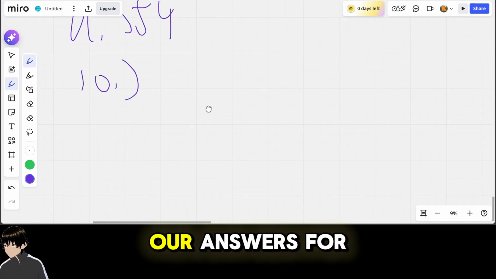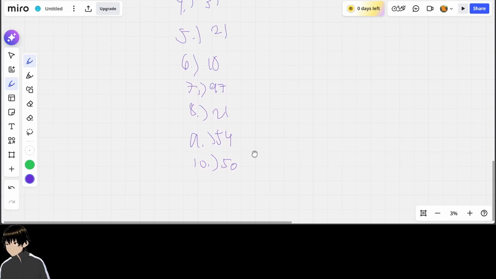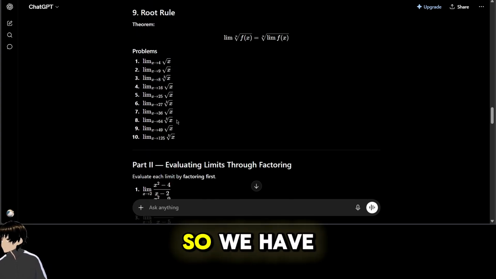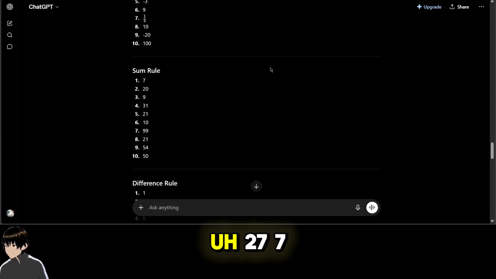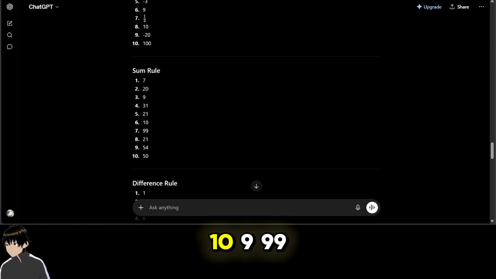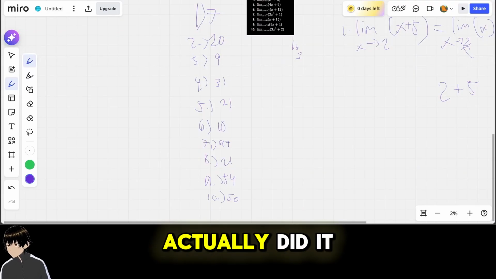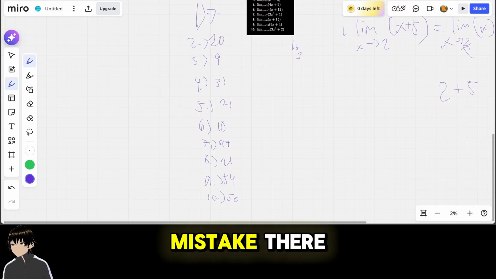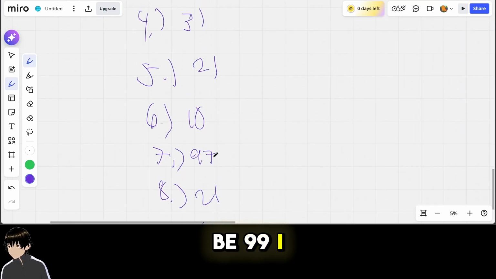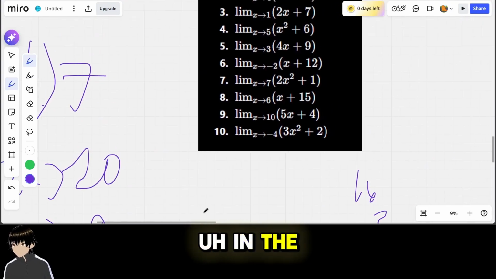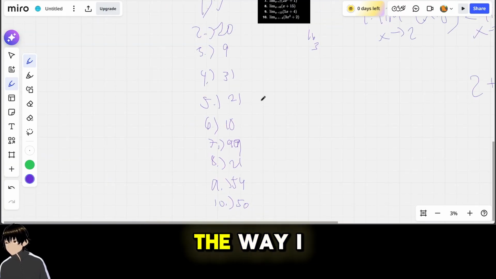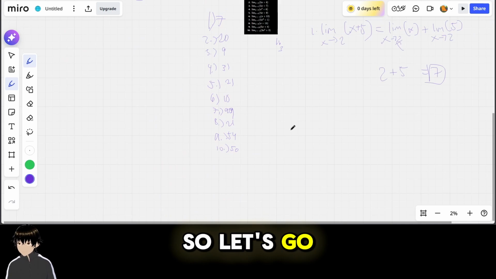So let's check our answers for the sum rule. We have 27, 7, 29, 31, 21, 10, 99. Oh god, I actually made quite a bad arithmetic mistake there, but 7 is actually going to be 99. I must have done something wrong in the arithmetic, but the concept is pretty much correct as I explained it. So let's go to the next law.